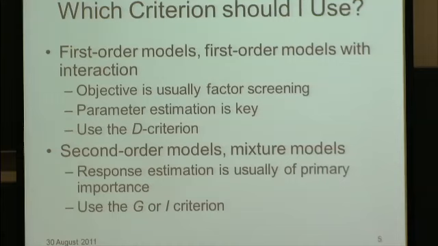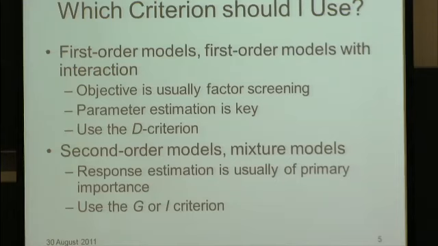What criterion should I use? Well, my current thinking anyway is that when you're working with first order models with interaction, when you're trying to do factor screening, the D criteria is a really nice choice, because it does focus on precision of estimation of the model coefficients. And if you're going to do screening, having really good estimates of the individual coefficients seems to me like a reasonable idea.